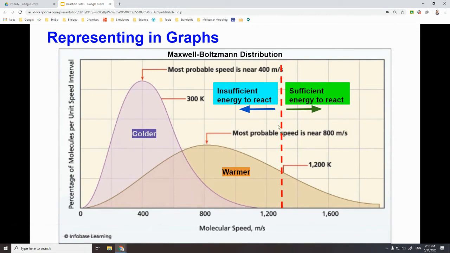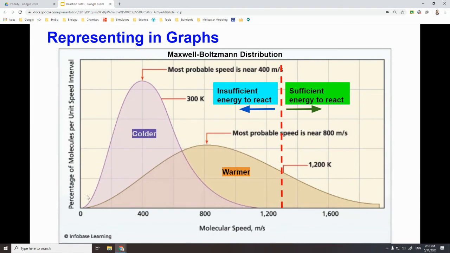What this red dotted line here represents is the amount of energy that's required for a chemical reaction to take place. The particles that are represented in the graph to the right side of this red dotted line all have sufficient energy for the reaction to take place. It's a relatively small number. Everything to the left has insufficient energy. There's not enough energy for the reaction to happen. Most of them are on the left side.